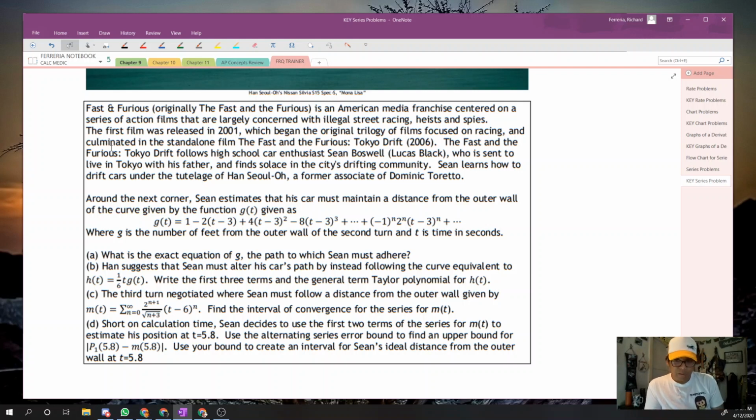C, now C is really a lot of work. Around the third term, you're going to get m(t), which is given in sigma notation. So find the interval of convergence. D, short on calculation time, you're only going to use the first two terms to estimate m of 5.8. And then it says to use the alternating series error bound to find an upper bound for the series. And you're then going to use your bound to create an interval for Sean's ideal distance from the outer wall. Okay, so that is a lot.